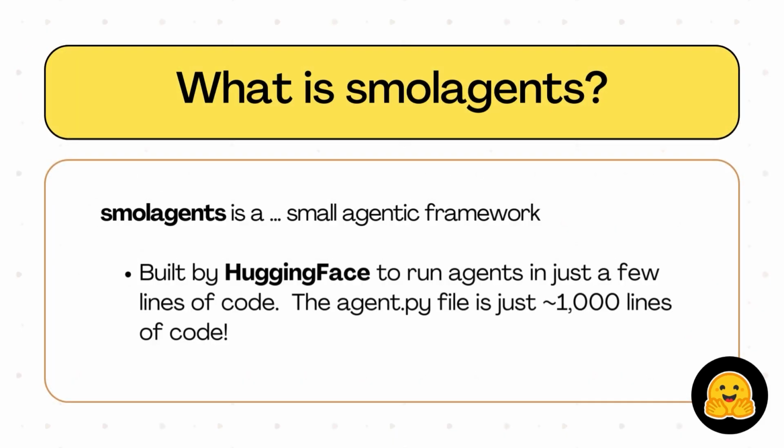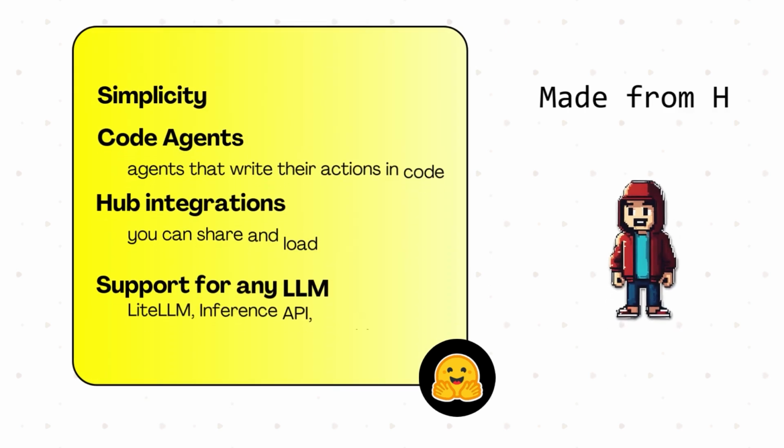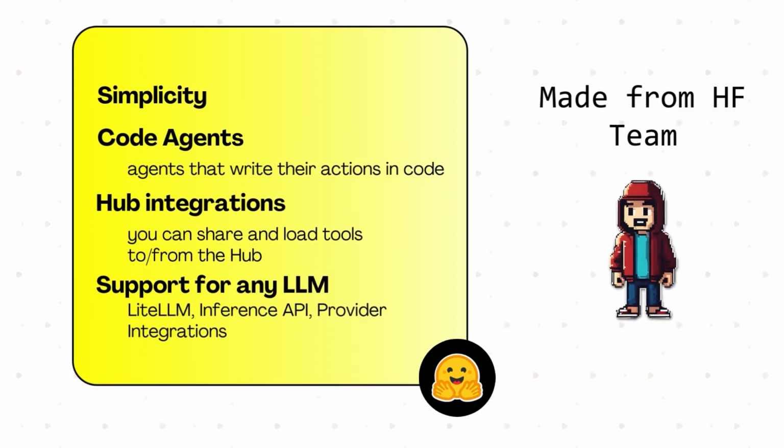Well, what is Smol agents? It's a small agentic framework, or they say it's a library. It's built by HuggingFace, and the actual agent Python file is only about 1,000 lines of code. They use code agents, which are agents that write actions in code as opposed to agents being used to write code. We'll get into that.